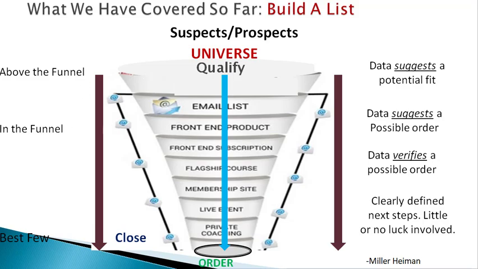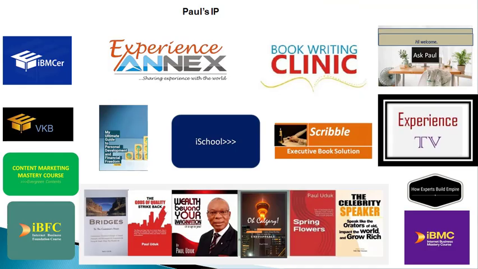So let's give, for example, that these things don't happen in a vacuum. You must have products and services that you are giving to the customer. For instance, this is my IP, my intellectual property. All right. I have experience analyst, have book writing clinic, have Scribble executive book solution, have iSchool, have experience TV, have IBMC, and these are my books. Bridges to the customer side, the goals of quality strike back, wealth beyond your imagination. Oh, Calgary. And then spring flowers, and then the celebrity speaker. Then, of course, have expert build empire.